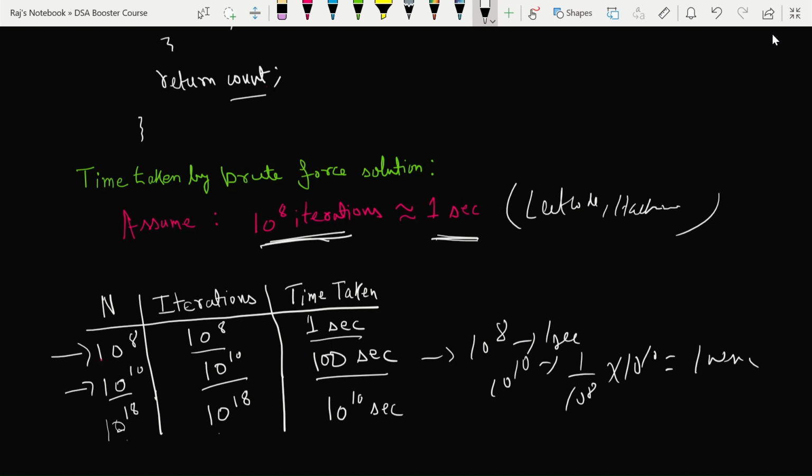Now let's increment n a bit more. Let's increment it to 10 raised to power 18. The iterations are 10 raised to power 18 because it is n iterations, and the time taken is 10 raised to power 10 seconds. And this is 317 years. Now this is insane because we are not going to be alive to know the answer for this input size n. So here comes the power of observations, and we need to optimize this algorithm so that we don't have to wait for 317 years to know the answer to this problem. Let's see what observations we can make to optimize this algorithm.